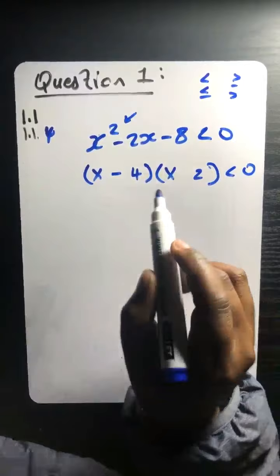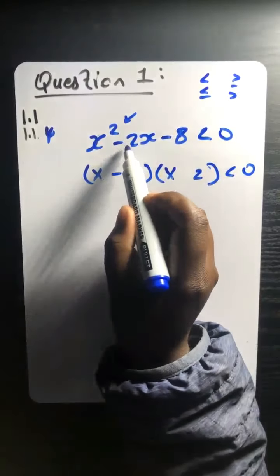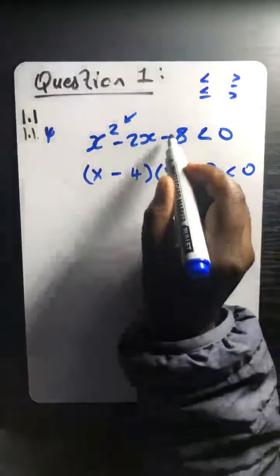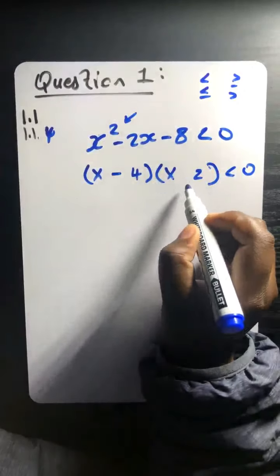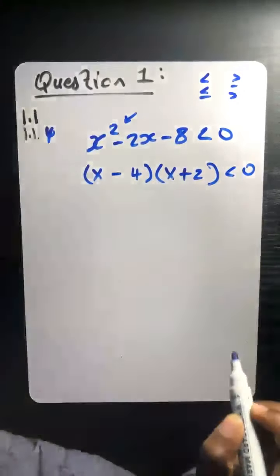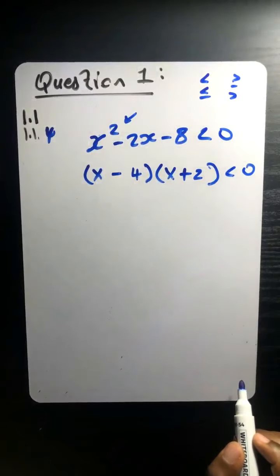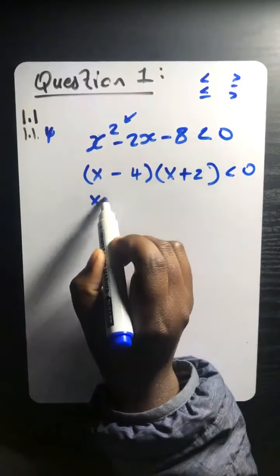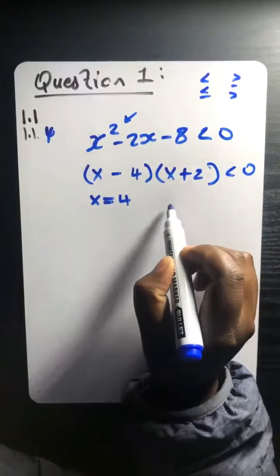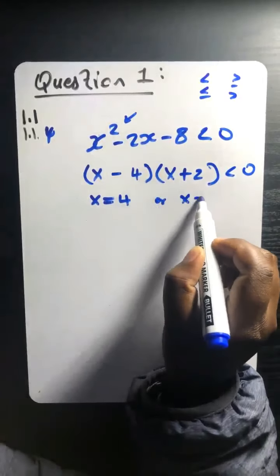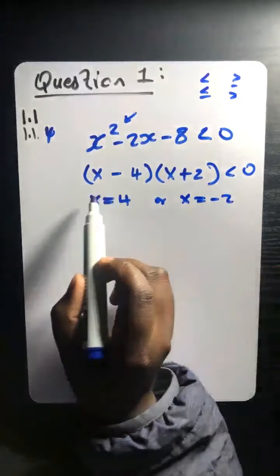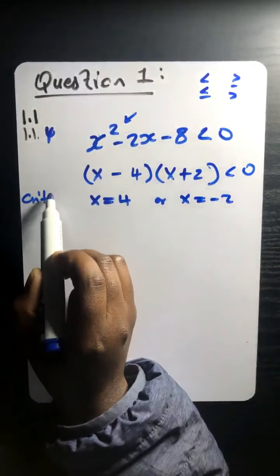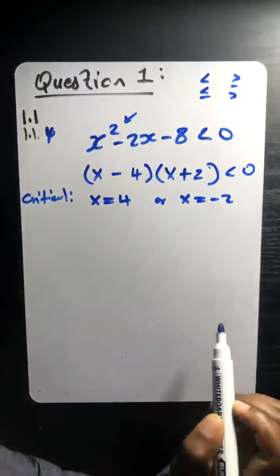What is the bigger number? The bigger number is 4, so the middle term takes the negative sign. If you have a negative there, then it forces the other to be positive. So it's only when x is equal to 4 or x is equal to negative 2. These are what we call the critical values, ladies and gentlemen.